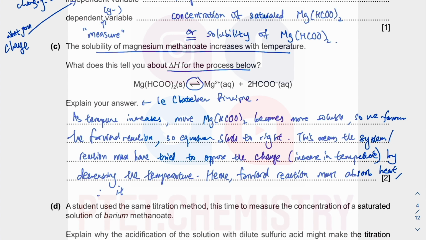Therefore delta H, because that's what they're asking. Therefore delta H forward is endothermic. It is greater than 0. Let's look back at this. If the forward reaction is endothermic, the forward reaction absorbs heat. When you increase temperature, the equilibrium will try to oppose the change by decreasing temperature. So it will absorb more heat. When it absorbs more heat, it will shift to the right. It will make these dissociate more into the ions. It will make it more soluble. So I'm correct, okay?